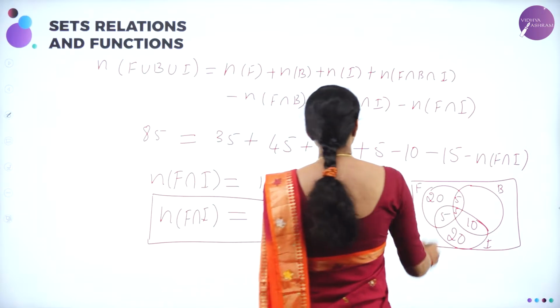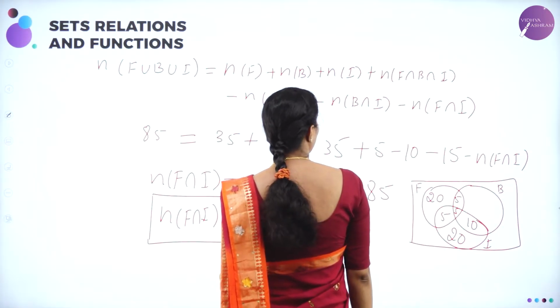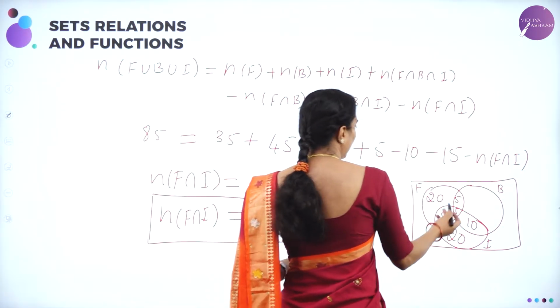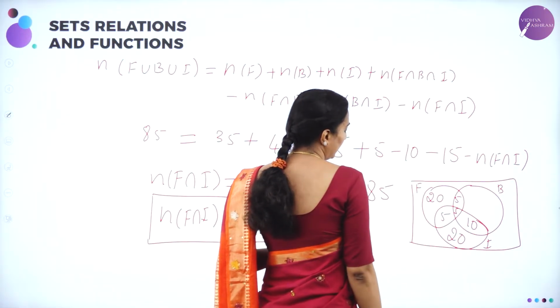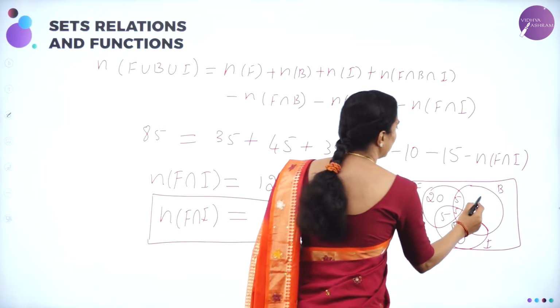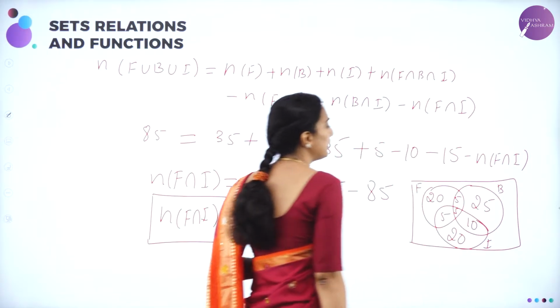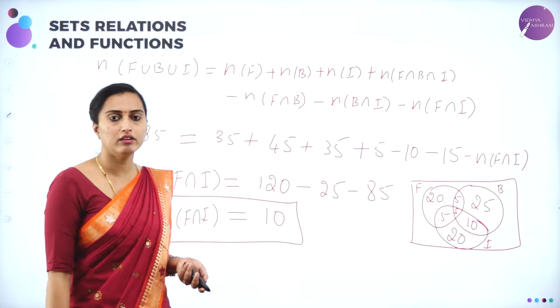Next you have N of B. If N of B is 45, how much do you have here? Already 45 means 5 plus 5 plus 10, which will be equal to 20. Here you are going to have 25. 20 plus 25 is nothing but 45.